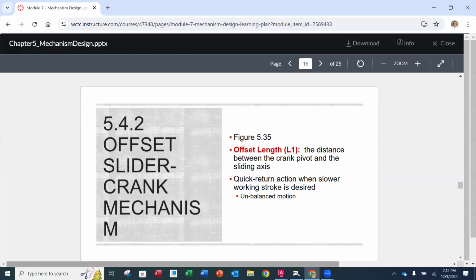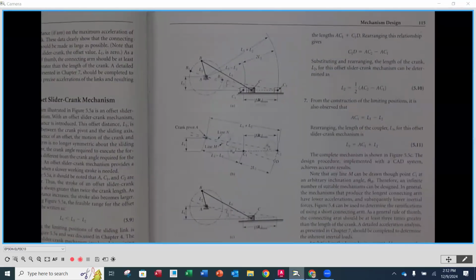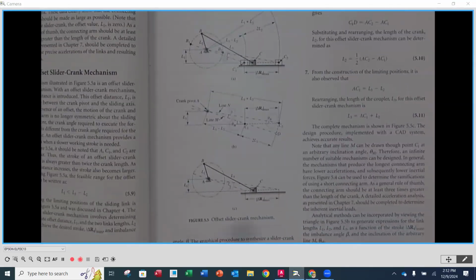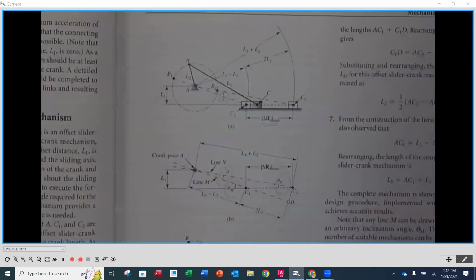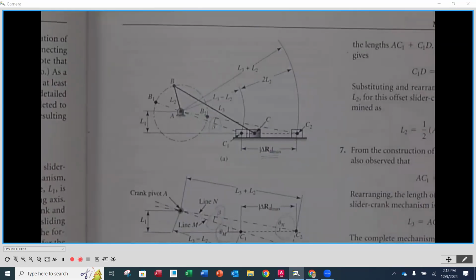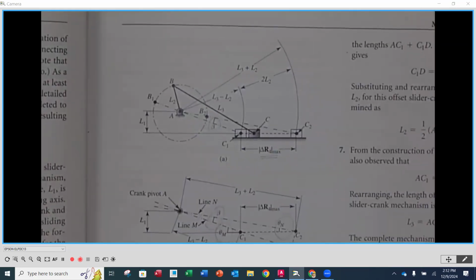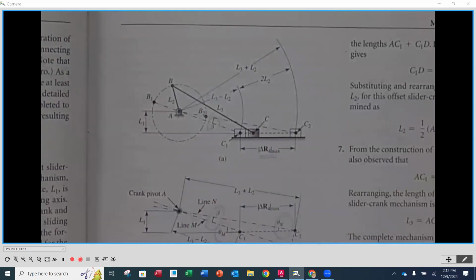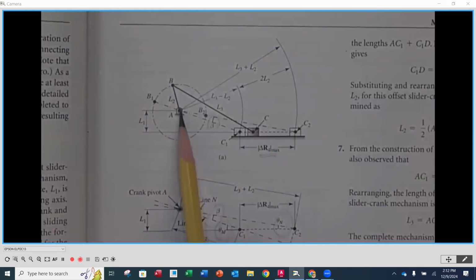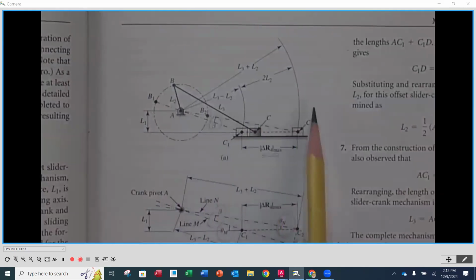So if we look on page 115, you're going to see figure 5.5, and there are 3 versions of it here, okay? So I want to go through this in detail so that we understand what they're showing us. First of all, in the original diagram in part A, they're showing this offset slider crank mechanism. Now, we know it's an offset slider crank mechanism because the center of rotation for our crank is not in line with the actual slider itself.